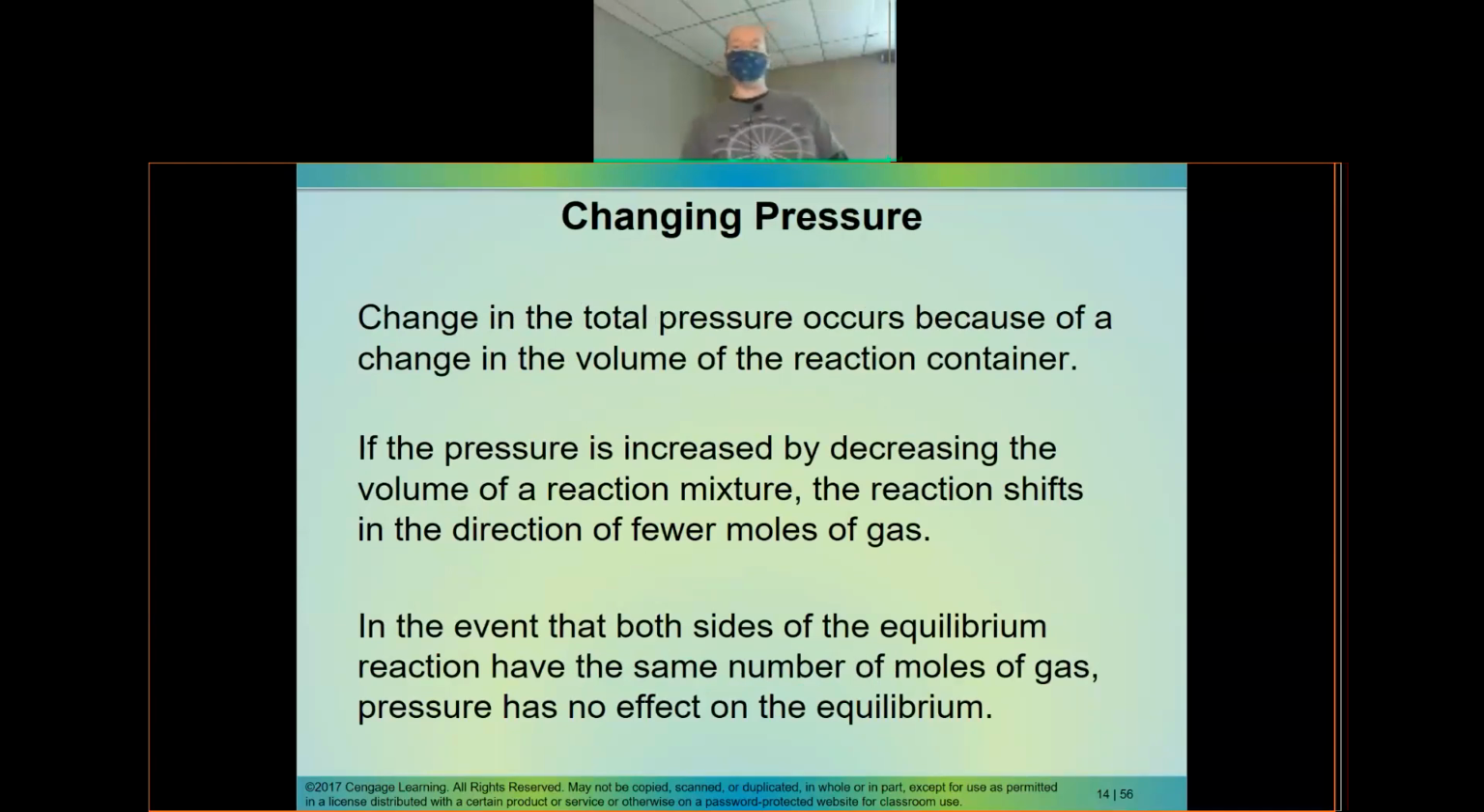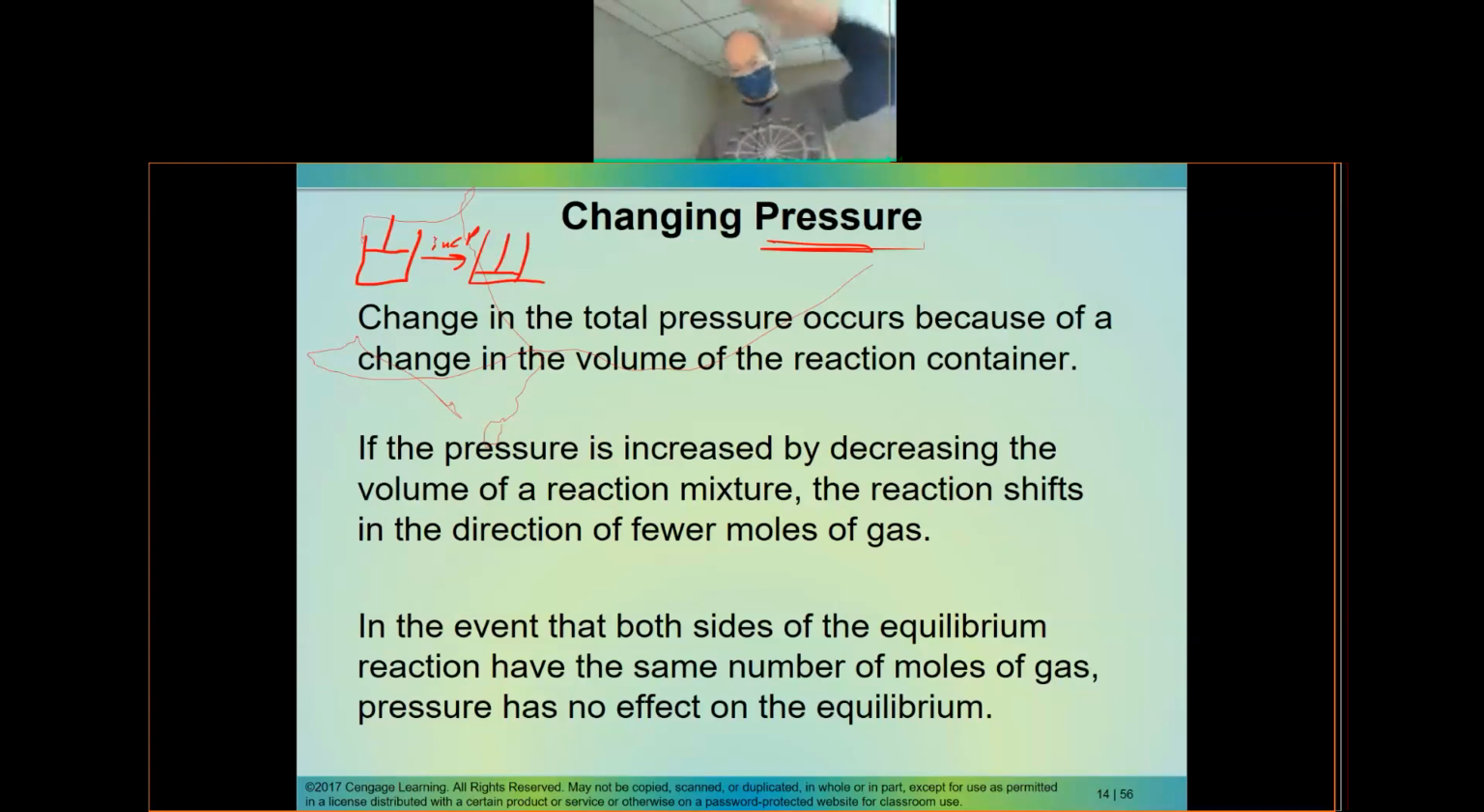All right, so pressures. Now when we have gaseous reactants, when we're talking about pressures, we're talking about gases. So we're going to change the pressure. If you look at a piston, and we want to increase the pressure, we just push down on the piston. That would increase the pressure. Notice that an increase in pressure is a decrease in volume. When you increase the pressure, you're smashing it down and the volume is decreased.